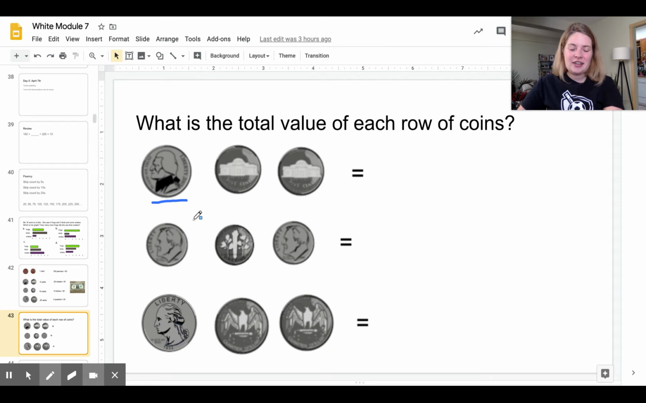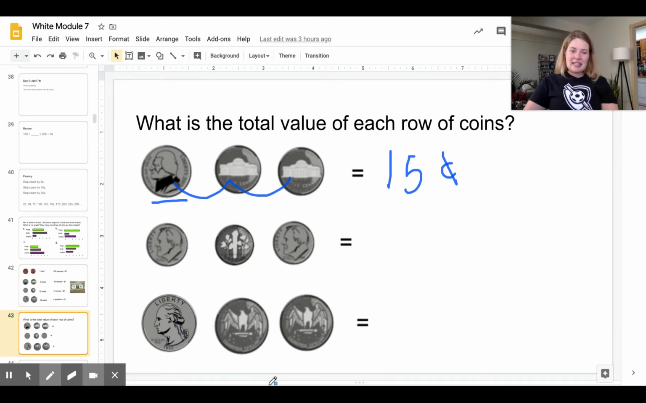It is a nickel. How much is a nickel worth? A nickel is worth 5 cents. All right, let's skip count by 5s. 5, 10, 15. So this is worth 15, and then here's our tricky cent sign. You might recall, cents. Good work.